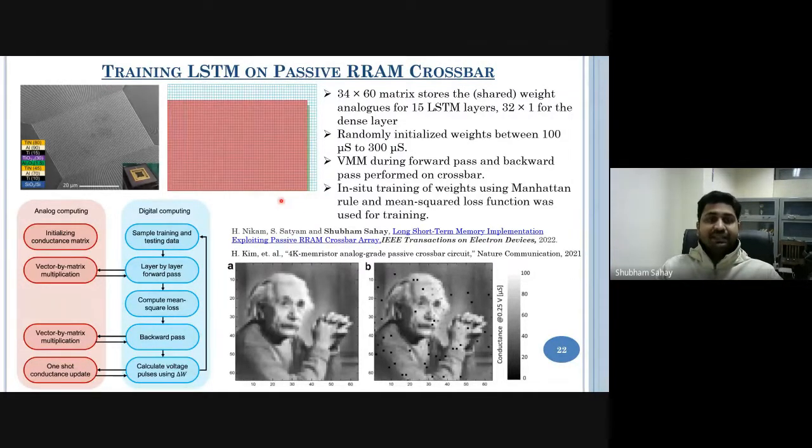And then we performed in situ training of weights using Manhattan rule and mean squared loss function. So Manhattan rule, I already told you, right, that instead of looking at the magnitude of the gradient, we look only at the sign of the gradient. And that is what we used for training this passive crossbar array.